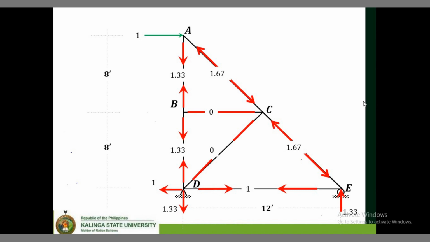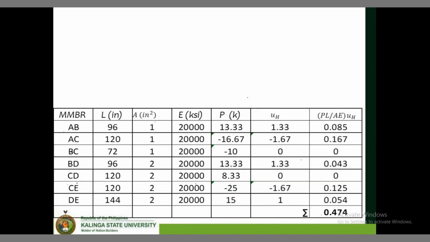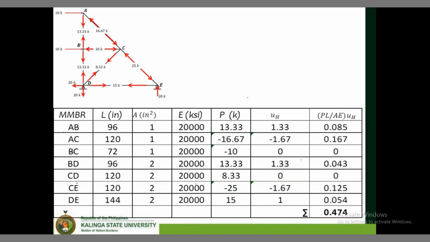Paano ko nakuha yung mga values na yan? Again, I used method of section and method of joints. Take note of the direction of the arrows. This is step 2 for the horizontal deflection at joint A. Inputting this sa my table, again, nasolve na natin kanina si P. Yan. Solve ko na si P kanina.